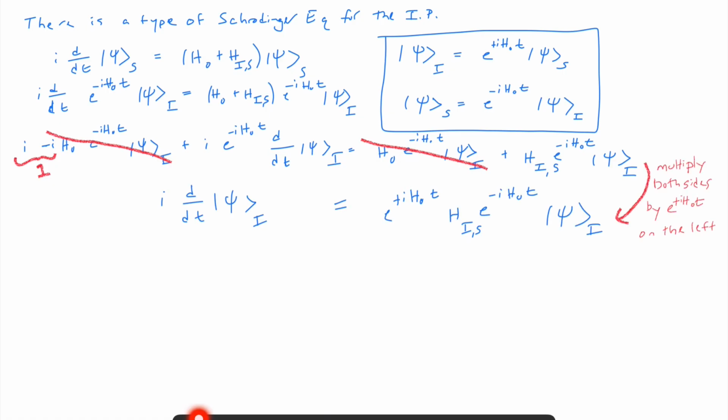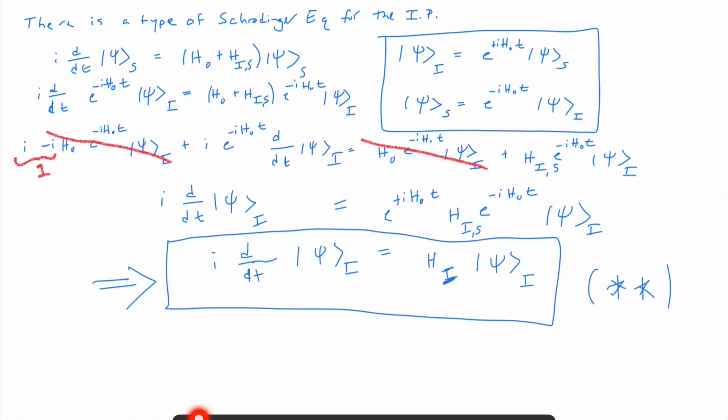Now I have this equals this, and if I want, I could multiply both of these expressions by e to the plus iH₀t on the left, and I did that here. This gets pulled out, and those two expressions cancel or end up being e to the 0, which is identity. So on the left, if I do that pre-multiplying, I get this expression here. And on the right, I get e to the plus iH₀t, this thing, e to the minus iH₀t, and the ket in the interaction picture.